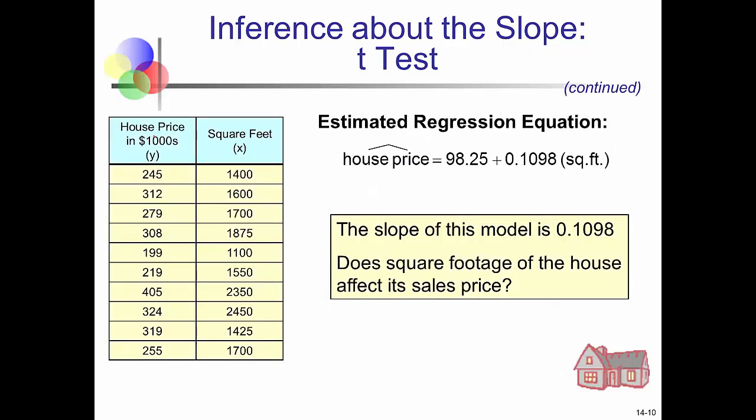Let's go back to our housing prices and square feet example. We had our estimated regression equation. House price with the hat on it, that tells us this is the predicted equation, is 98.25 plus 0.1098 times square feet. What we're trying to do with this kind of test, this hypothesis test of the slope, is to determine if this 0.1098 is statistically different from 0. So the question is, does square feet actually impact the house price?